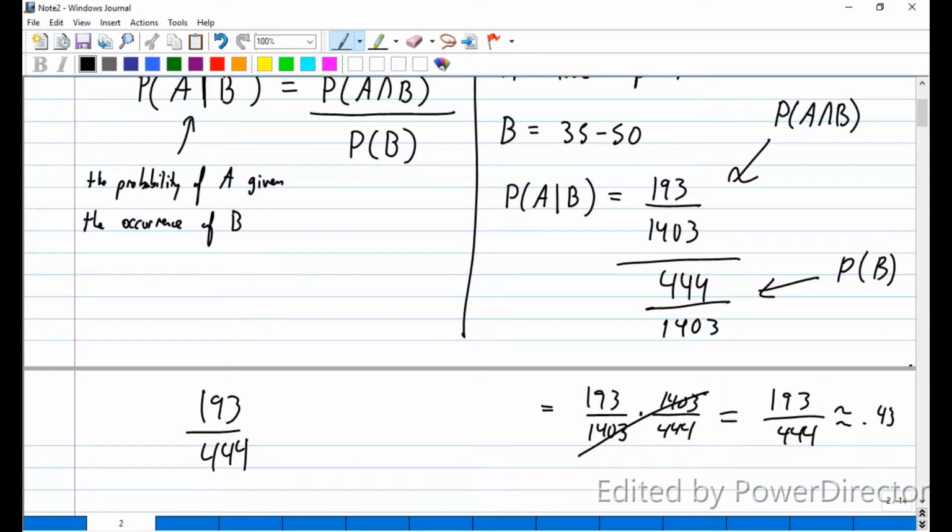Either way gives you the same answer, but which way is easier? The second way, right? You just look at the table and you say in your mind, well, we know that we're only looking at people between 35 and 50. Of those, 193 out of 444 like that product. So that's your probability, 193 over 444.